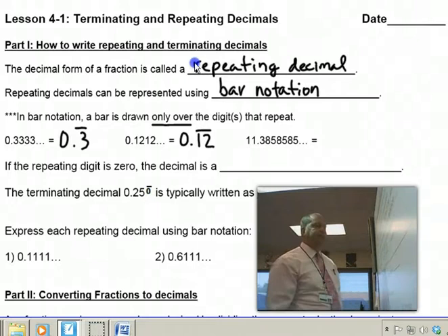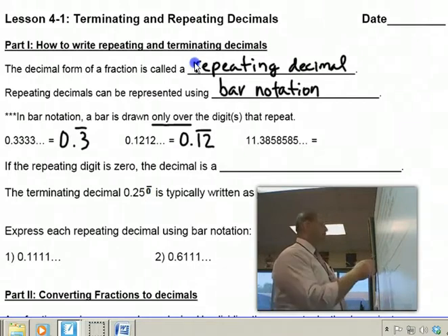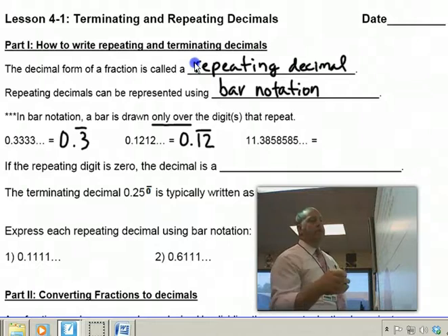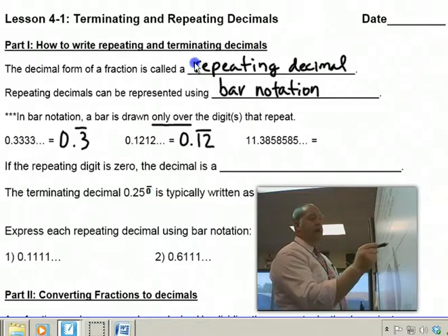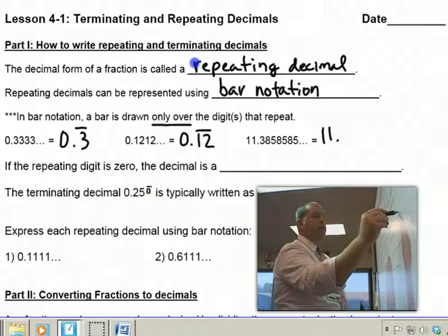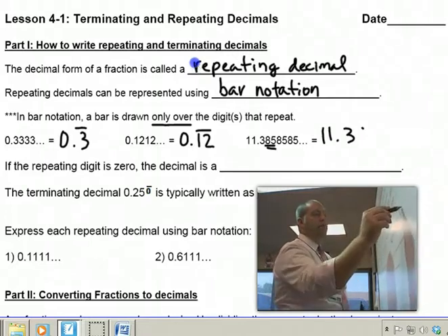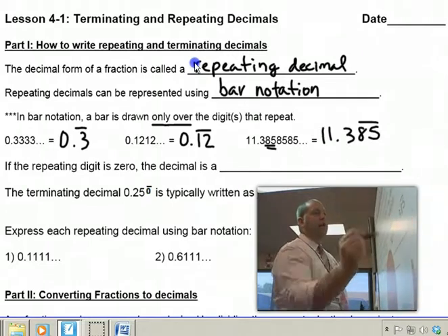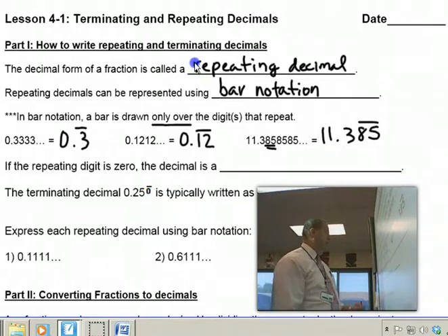In question number 11, or not number 11, in 11.385858858, you'll notice that the 3 does not repeat, so I keep that digit, 11.3, and then the 85 is the one that keeps repeating, so the bar only goes over the 8 and the 5, not the 3, because that would be 385, 385.